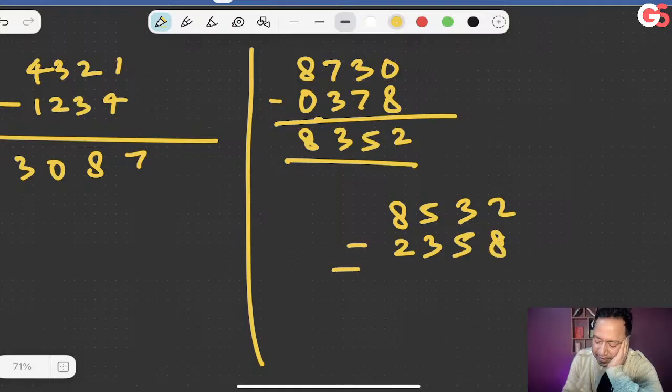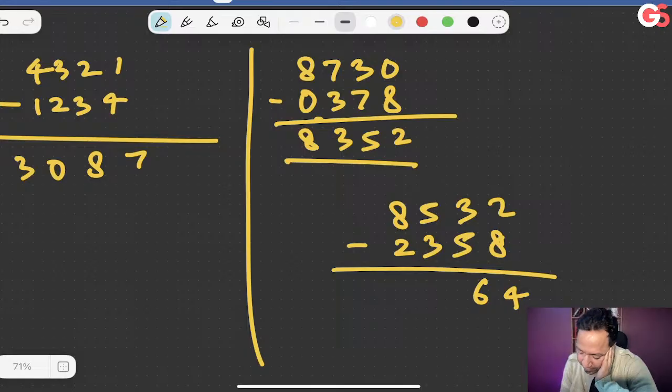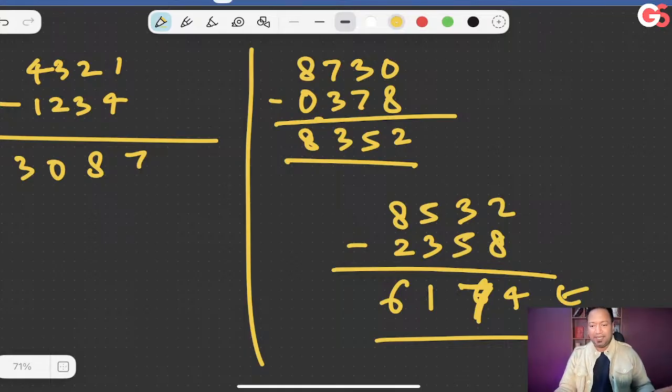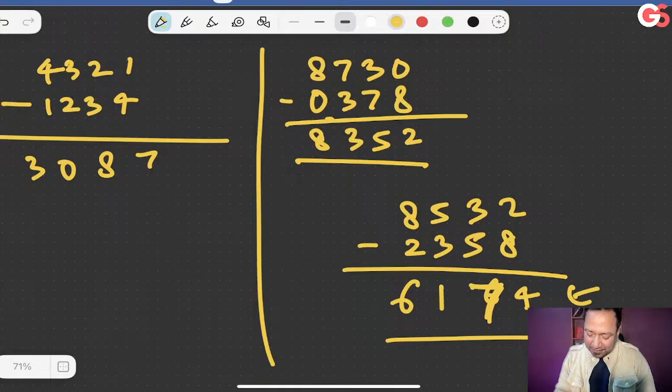Let me do that again. 12 minus 8 is 4, 12 minus 5 is 7. I'm so sorry. Then what do we have? 1, 6, 1, 7, 4. We got Kaprekar's constant. See, we got that, right? Isn't it pretty?